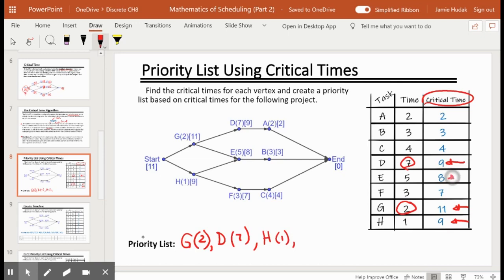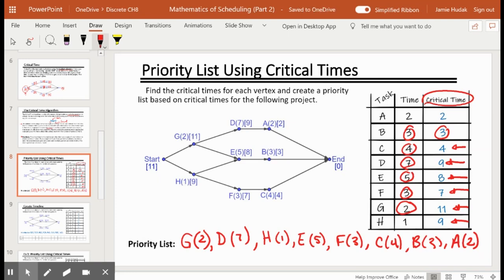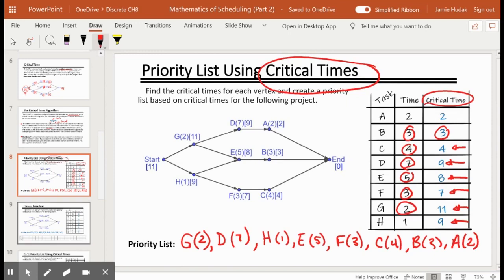The next critical time is 8. That's task E with 5 units of task time. Then we go to 7, task F with 3 units of task time. Next after 7 comes 4. So C4, B3, and A2. So that is our priority list, and that is the priority list that was made using critical times. Now let's create the schedule.